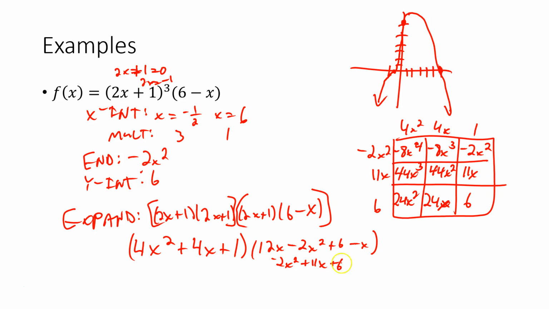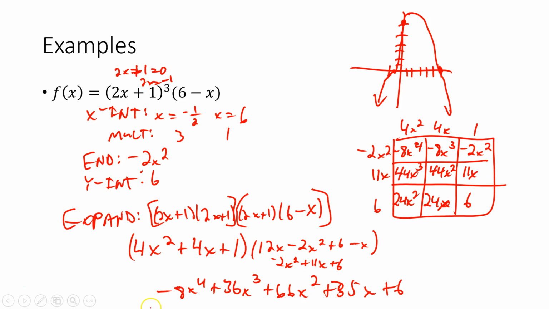So altogether that's negative 8x to the fourth, plus 36x cubed. And then we have 24 and 44 are 68, minus 2 is 66x squared, plus 35x, plus 6. There's our expanded form.